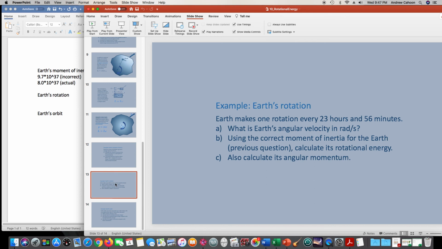Moving on to the next question, we're looking at Earth's rotation. The Earth makes one rotation every 23 hours and 56 minutes. We can use that to figure out its angular velocity, and then ultimately we're going to calculate its angular momentum. So angular velocity, radians per second, and we know it makes one rotation every 23 hours and 56 minutes.